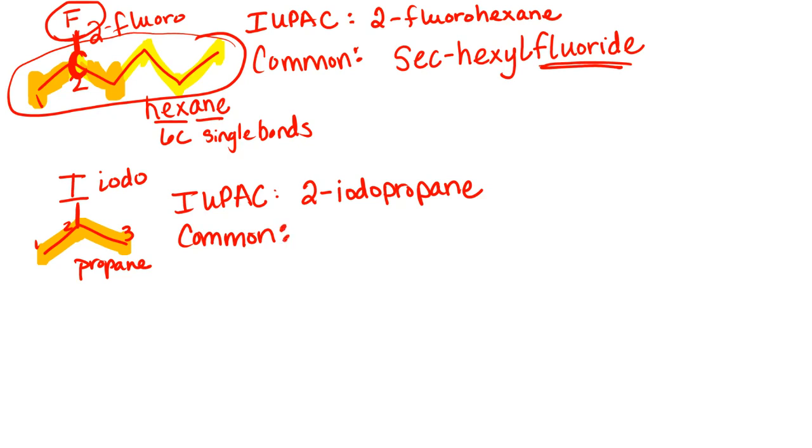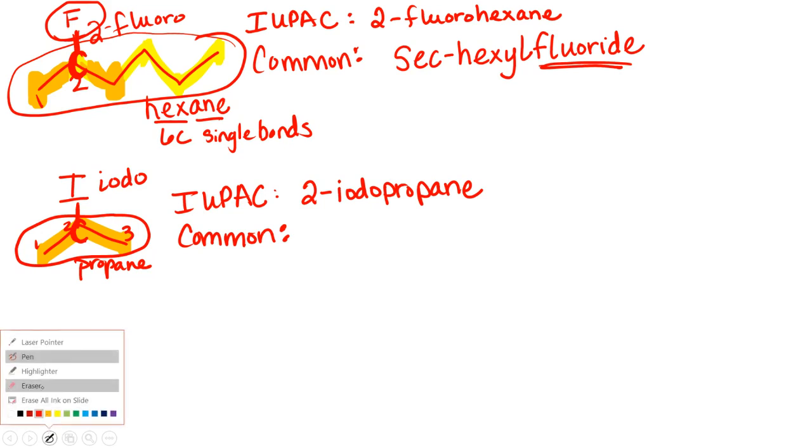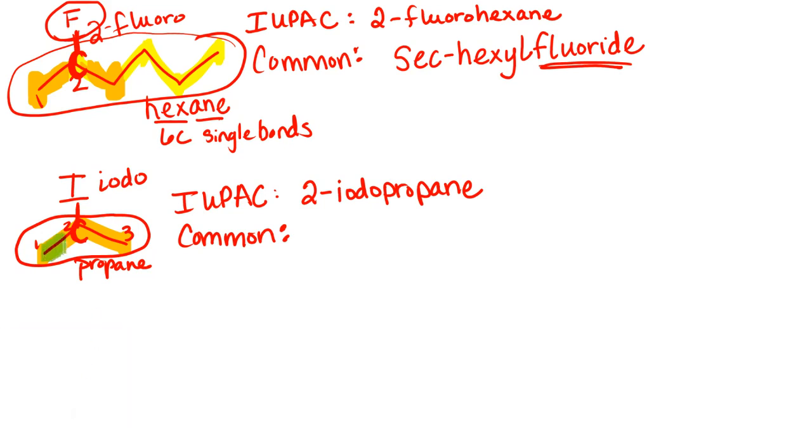What about a common name for this one? Well, we know we need prop. The question is, what kind of propyl? Is it n-propyl? Is it all right in a row? Well, it doesn't really look like it. You might say, okay, well, just like above, this carbon is connected to 2 other carbons. And that's really tempting to say, well, just like the example above, must be sec-propyl, right?